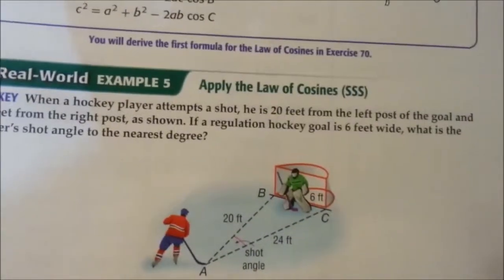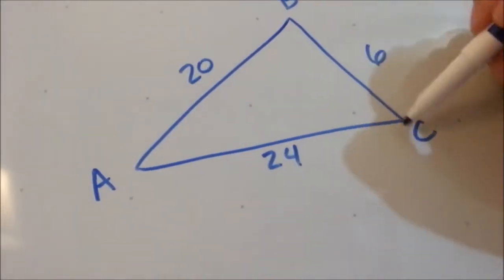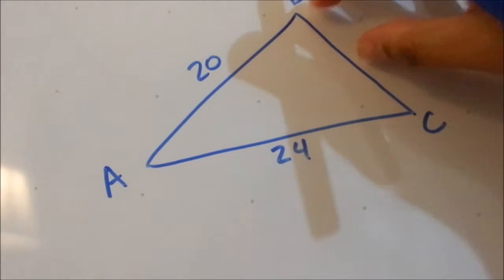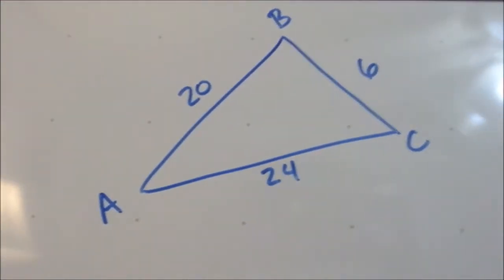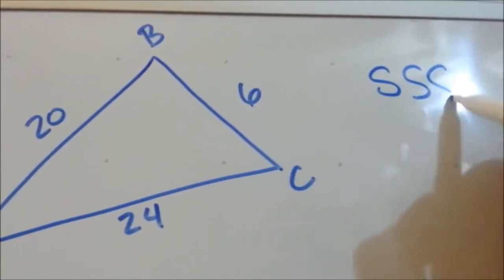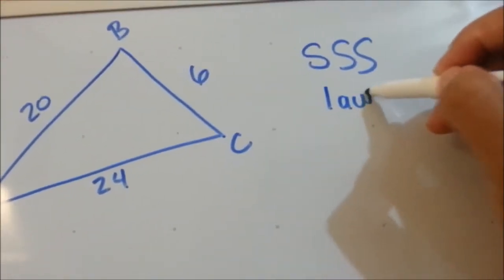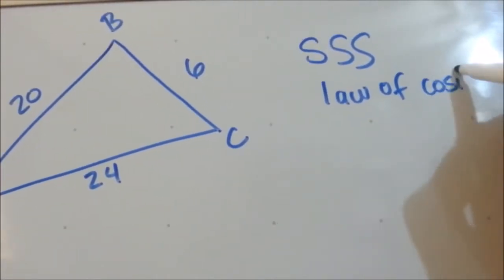Here we go. This is the representation of the angle, and it's probably not to scale. It should be smaller, but it doesn't matter. What we have is all three sides. So this is an SSS triangle, and when you have an SSS triangle, you're going to be using the law of cosines.